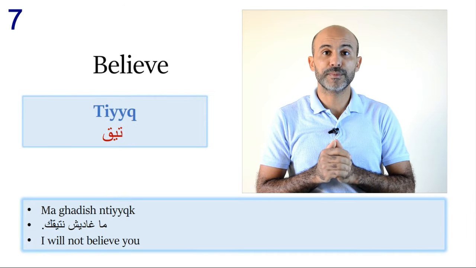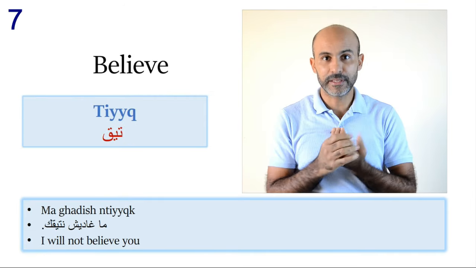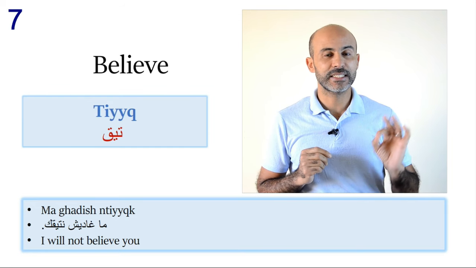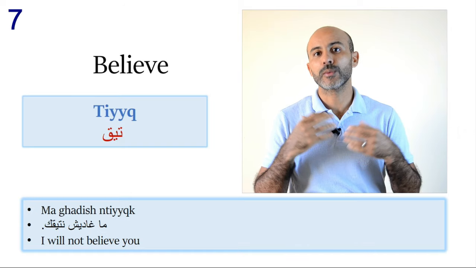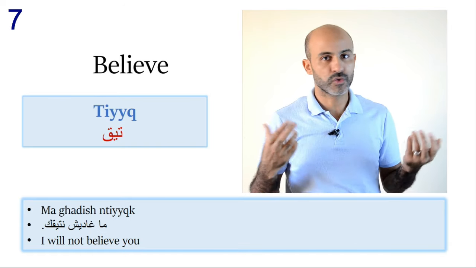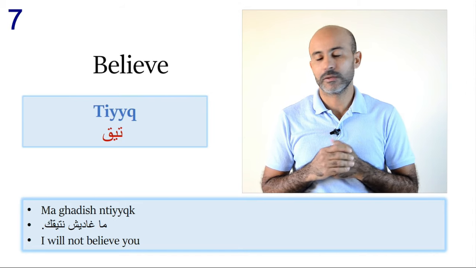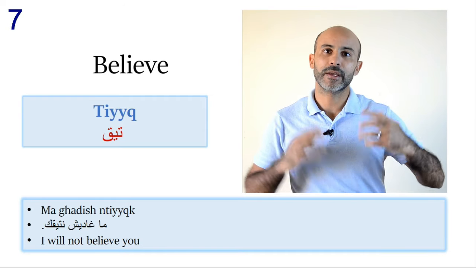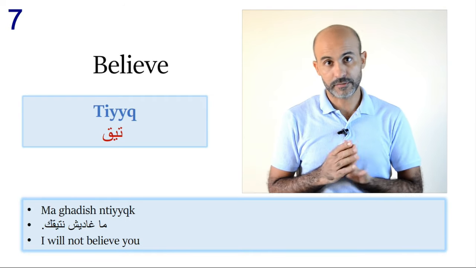The next verb here is believe. Believe is تيق. تيق is to trust, to believe someone if he tells some news. I believe you. We use this verb تيق. We will see also in the verbs how to say I believe in God using another verb.